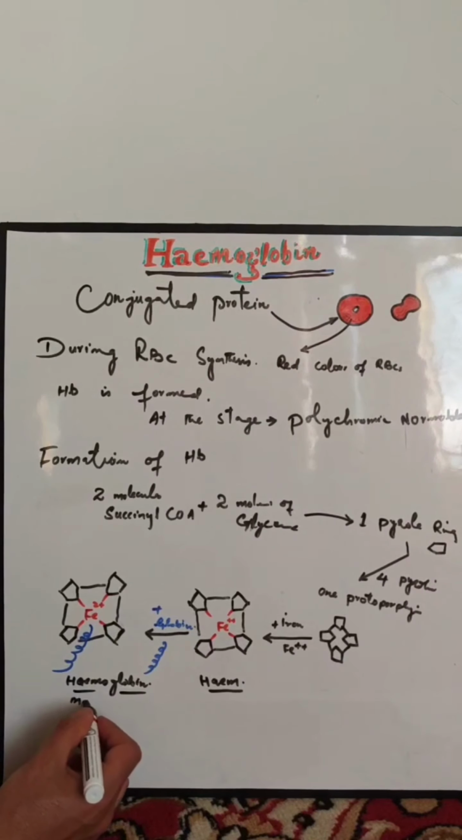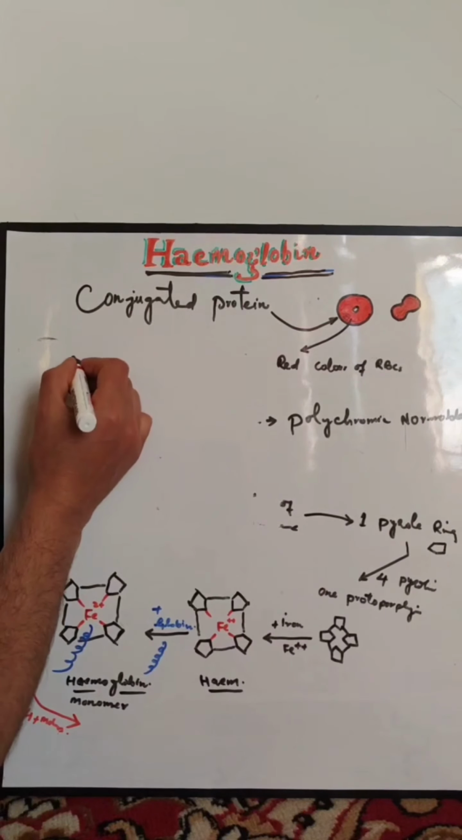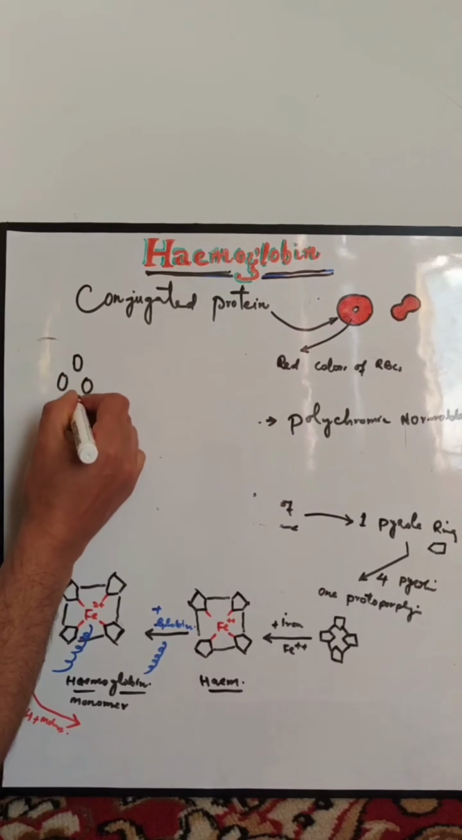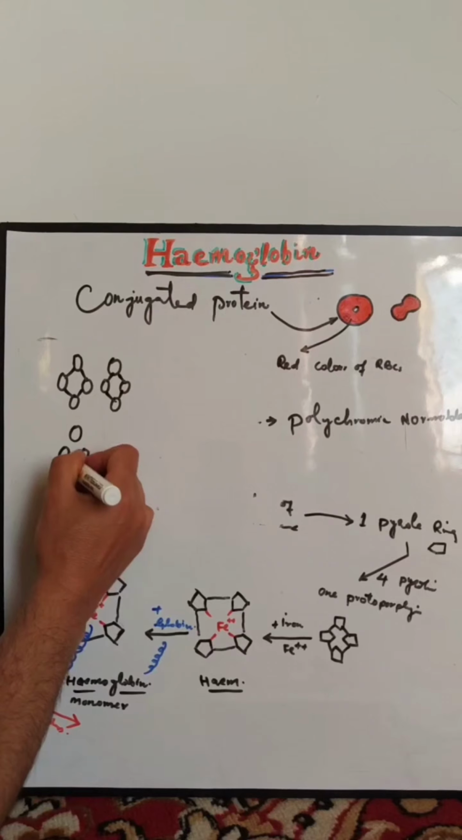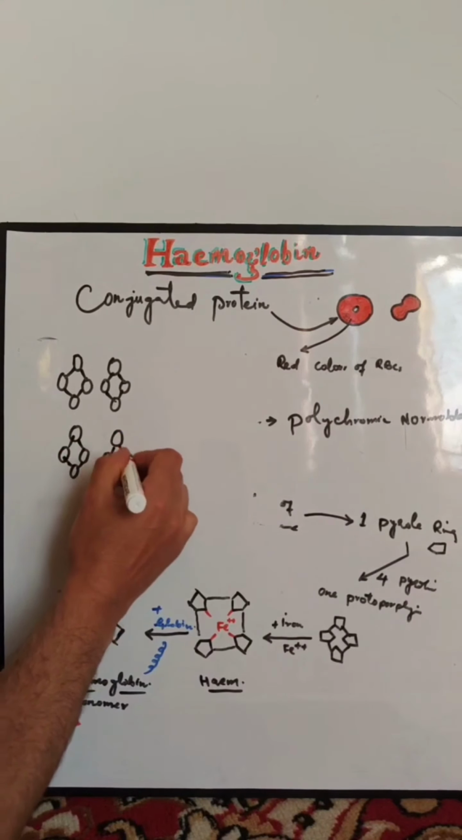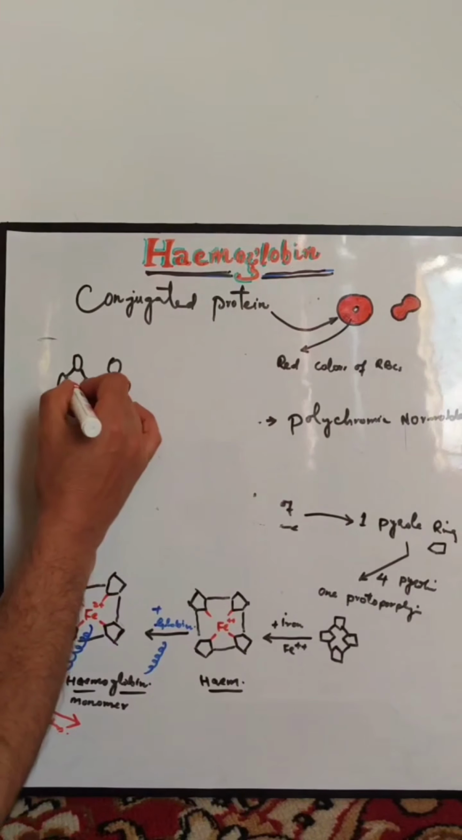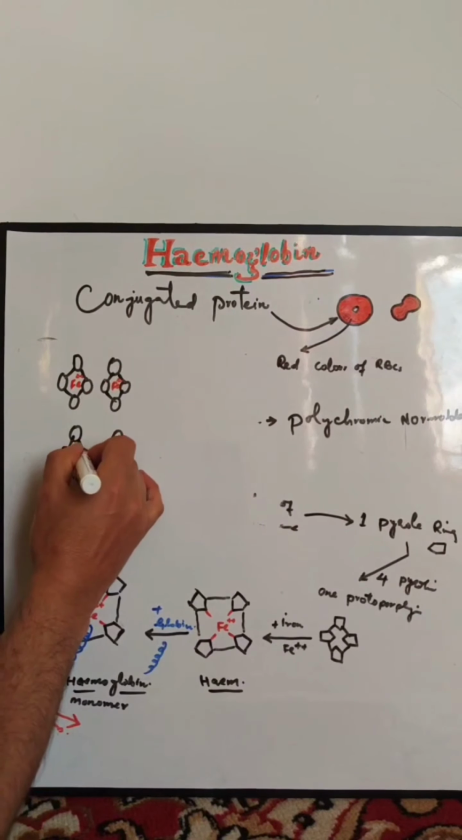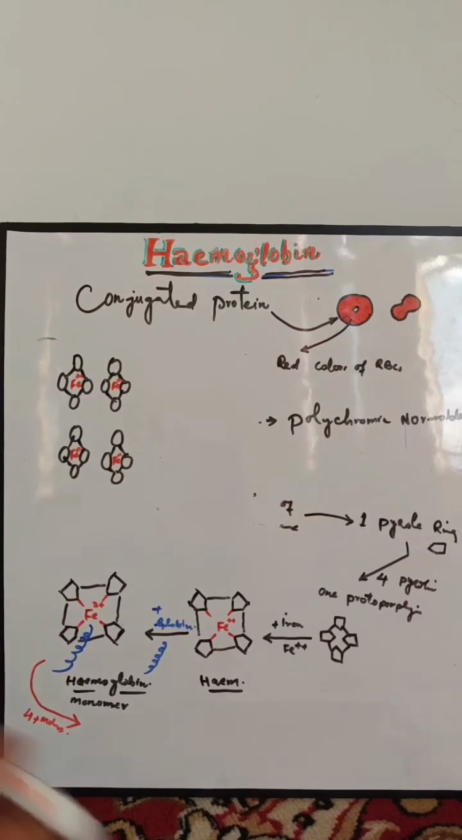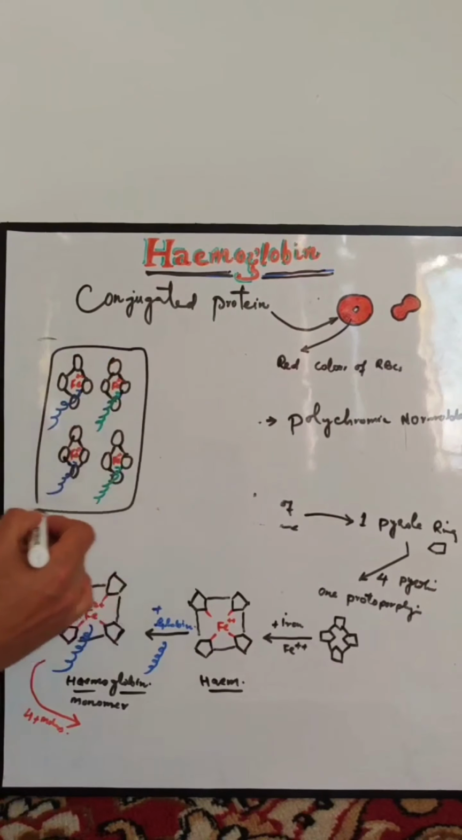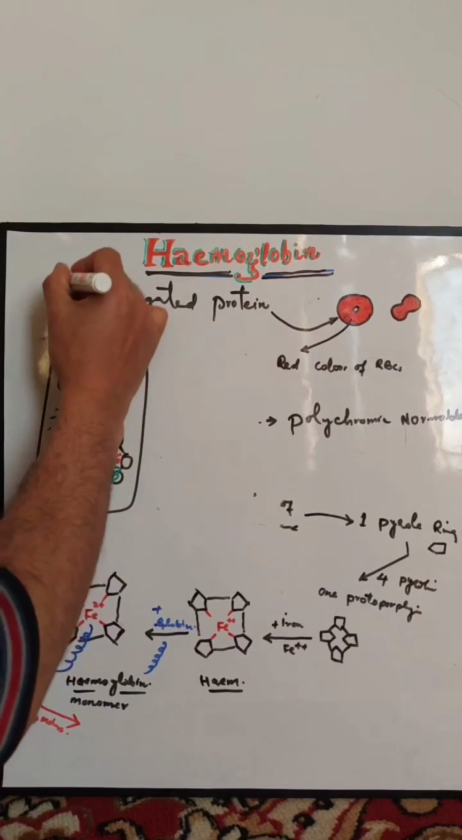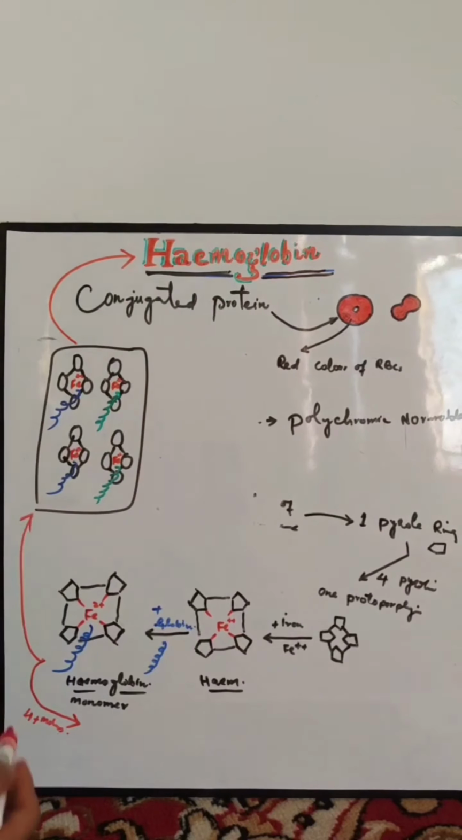Our fully mature hemoglobin is the hemoglobin tetramer. Let's roughly make an image of this hemoglobin tetramer. This is a monomer. This is another protoporphyrin, embedded with iron atoms in the Fe2+ state. Now let's make the globin chains: another globin and another globin. Four globin chains. This is our hemoglobin tetramer. It consists of four iron atoms, so one molecule of hemoglobin can bind with four oxygen molecules, or eight oxygen atoms.